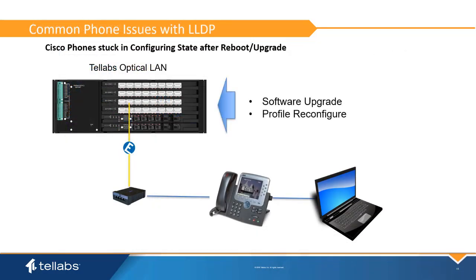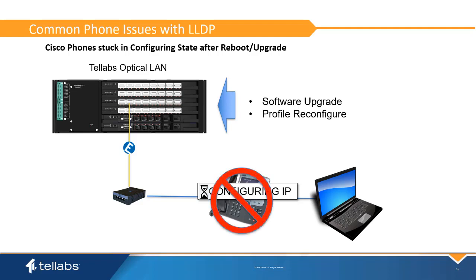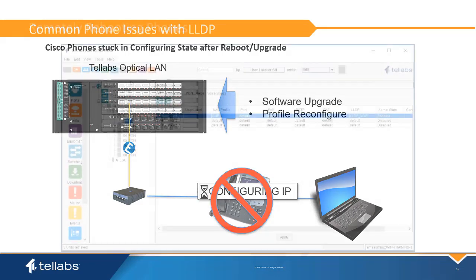During a software upgrade or reconfiguration of a profile, the OLT may revoke the LLDP MED network policy. When this happens, the IP phone can get stuck showing configuring IP and will no longer be operational. According to the specification, this should not cause an issue, but appears to cause a problem with some Cisco phones. If the phone goes into this state, it must be rebooted.